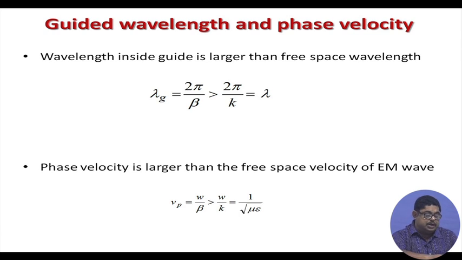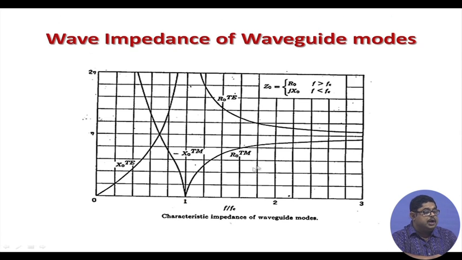Guided, you see this is from a book, I do not remember the book, it is characteristic impedance of waveguide modes. Now, this is wrongly written, this is not a characteristic impedance, this is talking of wave impedance, that is why I have given this heading as wave impedance. It is from some good book, but they are writing characteristic impedance.